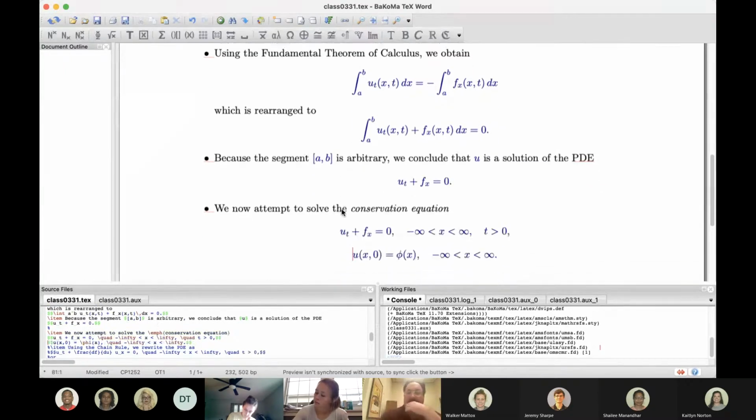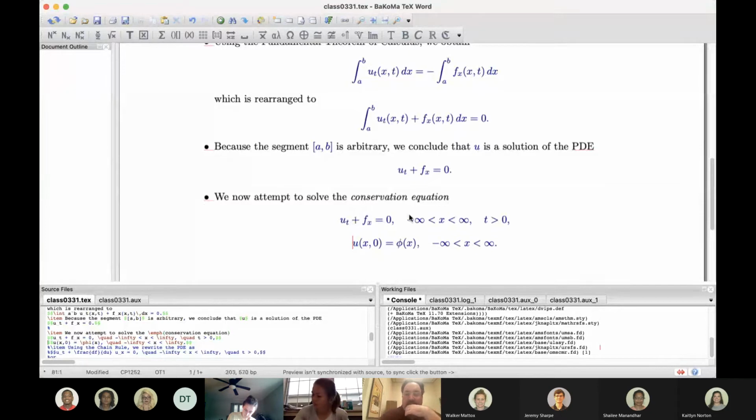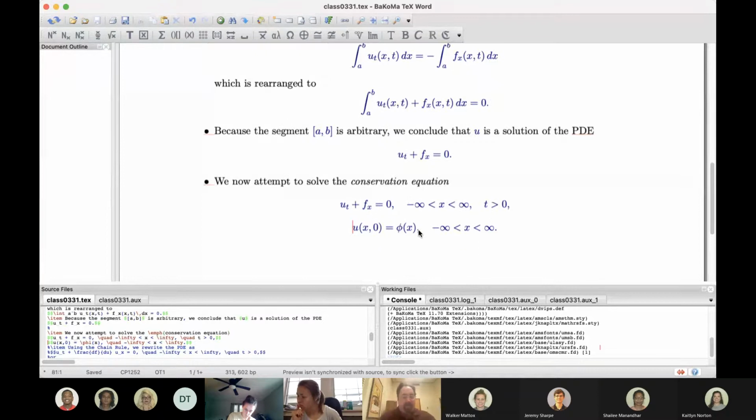So now we're going to try to solve this conservation equation on the entire real number line, so we have no boundary conditions to worry about. We do have an initial condition, initial data phi.